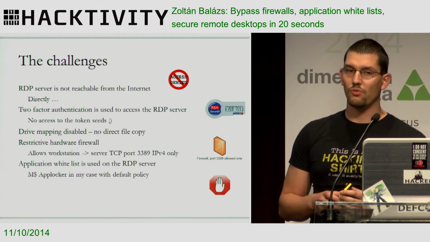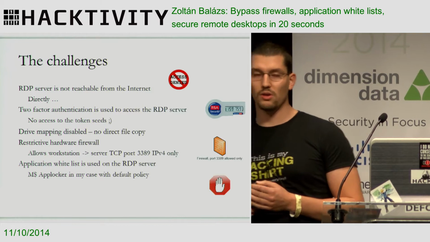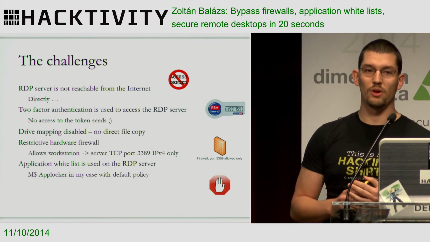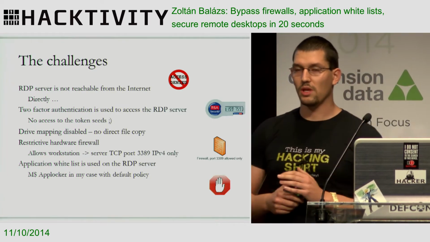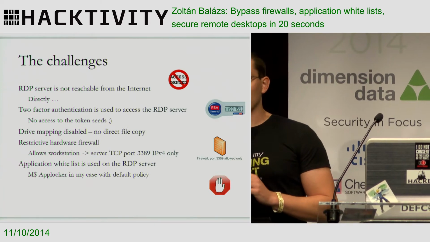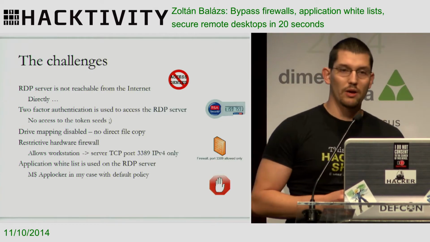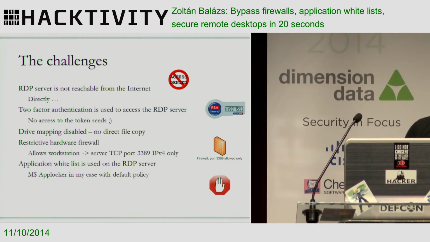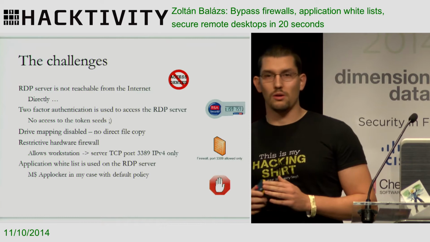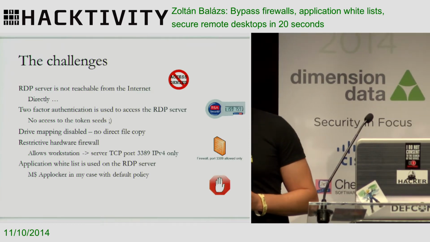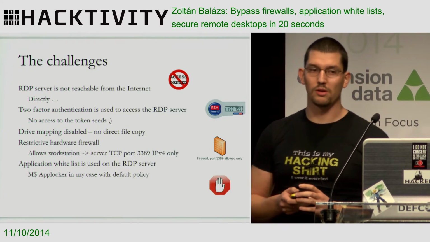And the most important thing is that there is some very restrictive hardware firewall between the clients and the remote desktop server. And this restrictive firewall only allows the inbound communication from the clients to the remote desktop server port. That's all. And I also added some advanced protections to the server, like application whitelist, so people can't start any program on that server. And in my case, I have chosen the default Microsoft AppLocker solution for that.